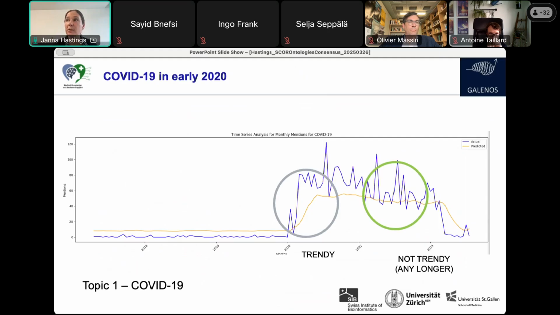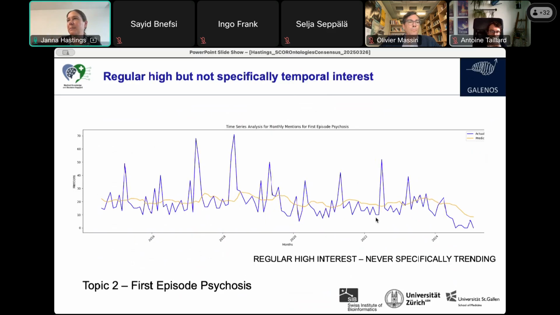So we looked a lot at these plots, at these histories of what was happening over time, and we decided, okay, this is the kind of thing we want to pick up. We want to pick up the change in interest that we see here in early 2020 for COVID, but we do not want to pick up the stabilizing parts where the topic still has a lot of interest, but doesn't any longer have new interest. It's just a stable level of interest.